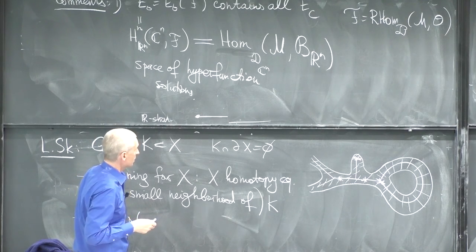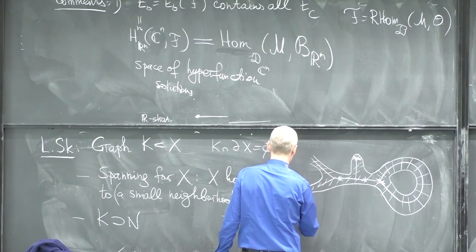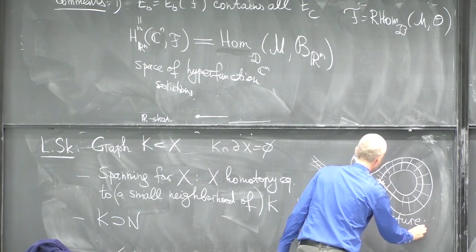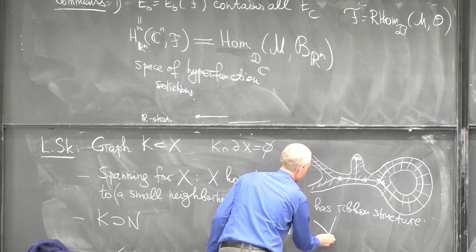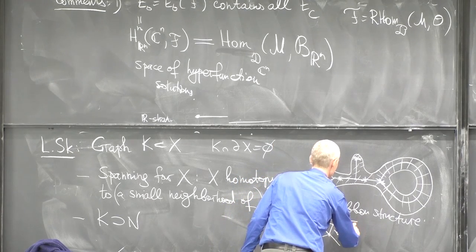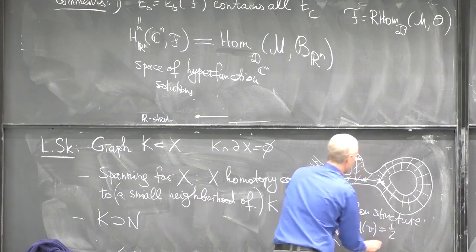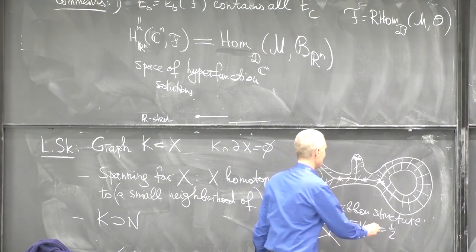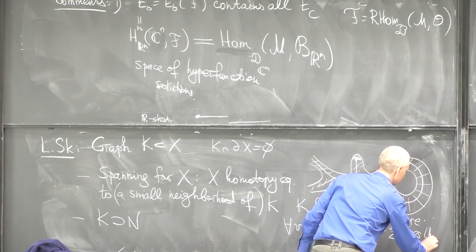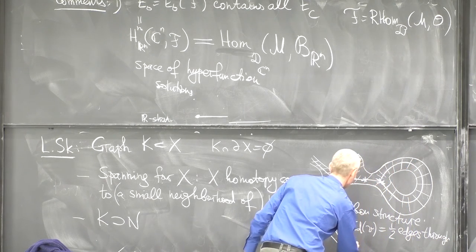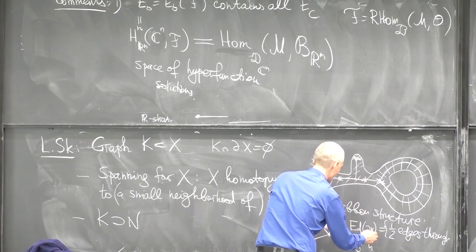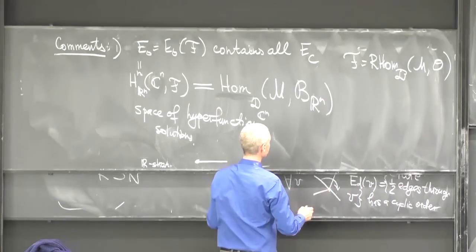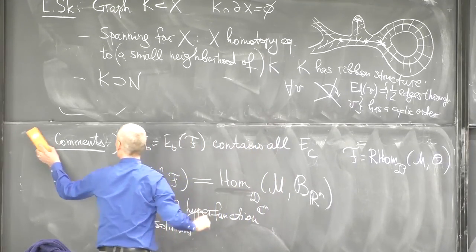So now, notice that in this case, K has a well-known ribbon structure. Which means for every vertex V, the half edges incident to V have a cyclic order. I call it half edges because sometimes it may happen that an edge terminates at the same vertex, and then we should count them separately, as half edges. So it is equipped with a cyclic order. So it becomes a ribbon graph, a combinatorial object.